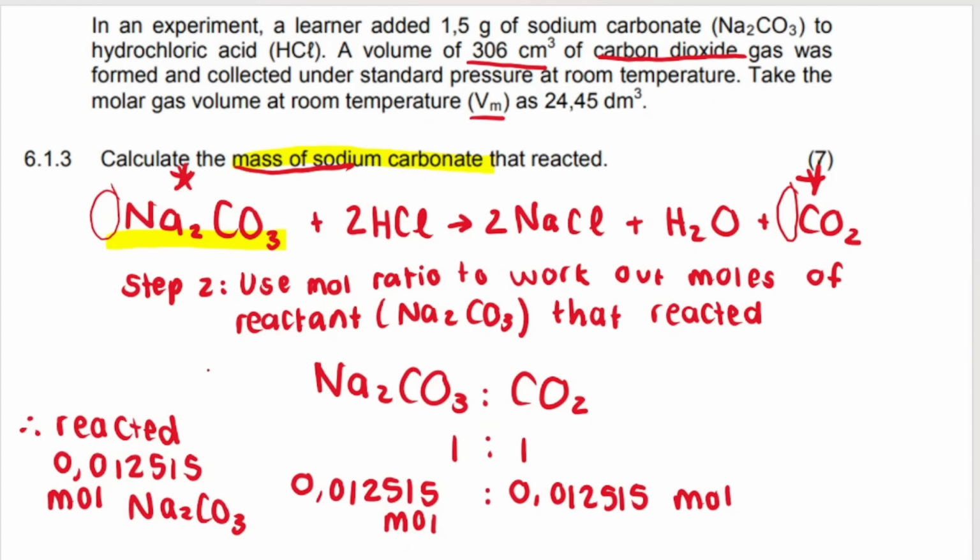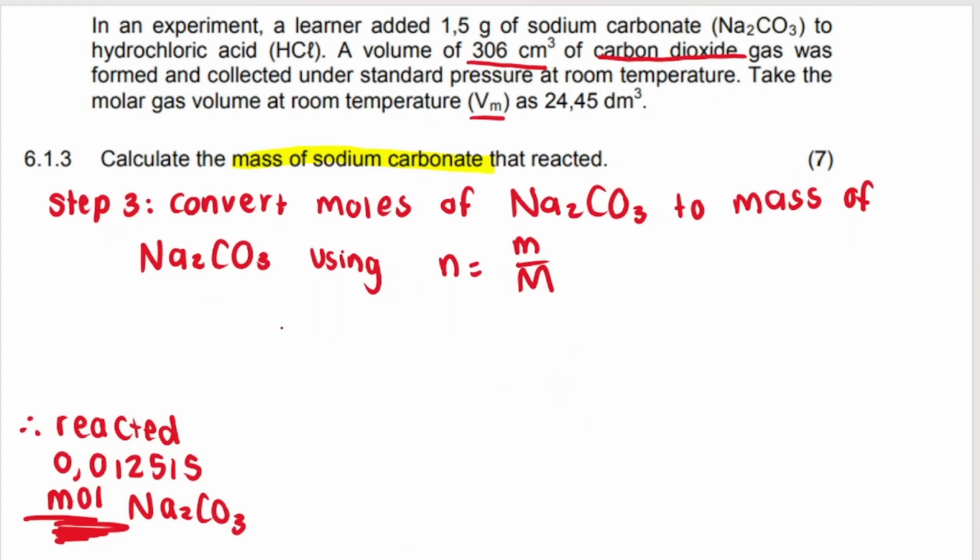So our third and final step is to convert these moles of sodium carbonate that we got from the mole ratio back into mass. And we do that using the following formula. Number of moles is equal to mass divided by molar mass. Now, my number of moles is what we just got from the mole ratio. So that'll be 0,012515. You can also use a fraction. And then my mass is what I'm looking for.